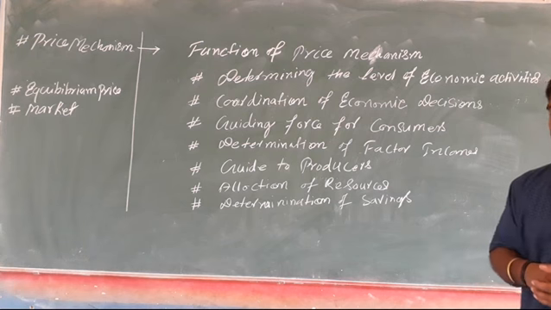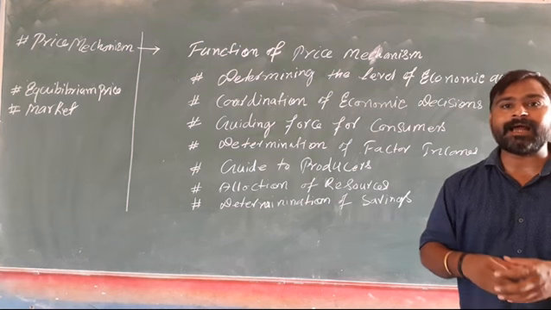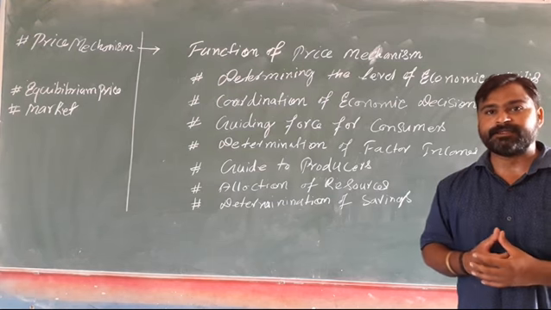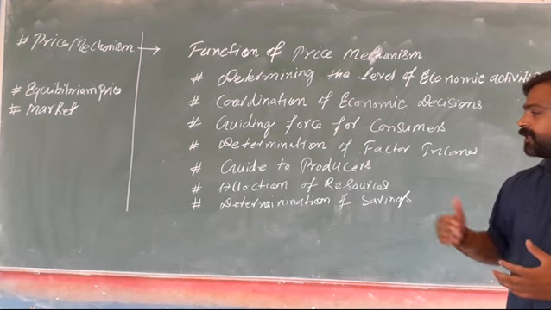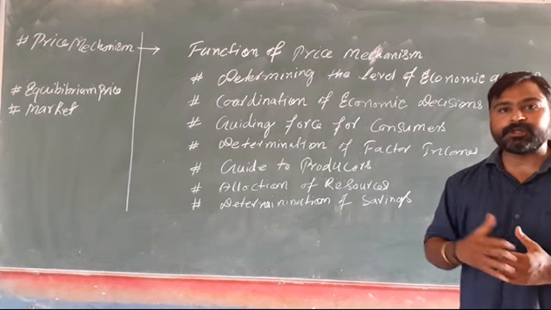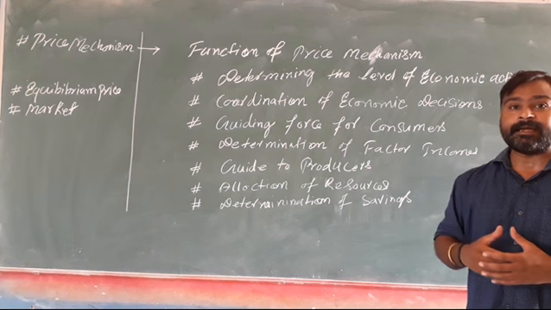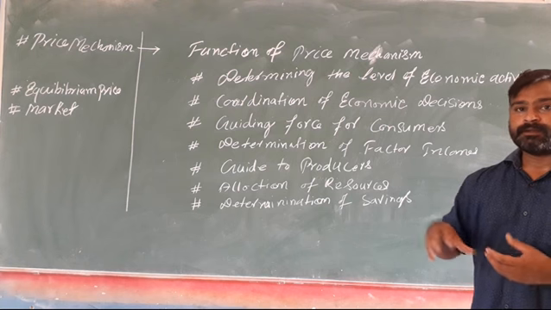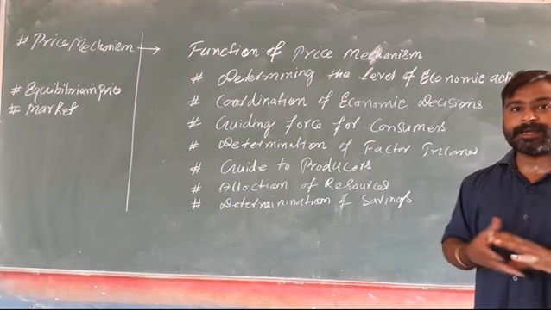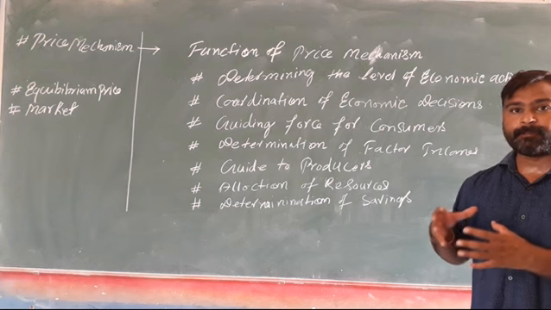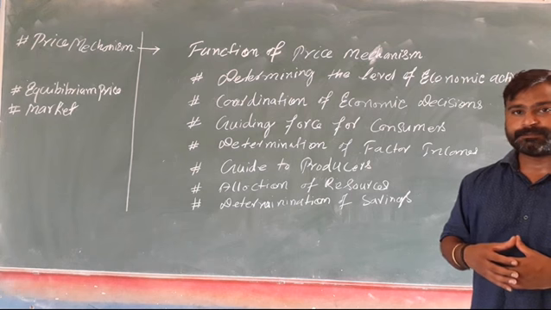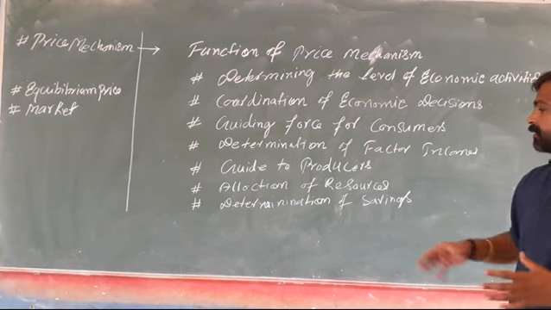Allocation of resources. The resources are scarce in nature, as we have already studied. The price mechanism also helps to allocate the resources. Producers can easily come to know how much and in which quantity the resources should be allocated for the different types of goods and services, or for the factor services.